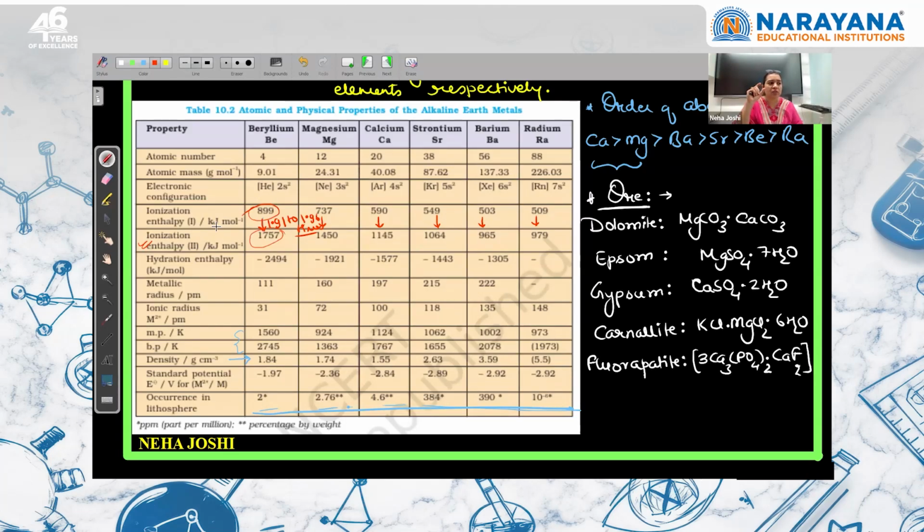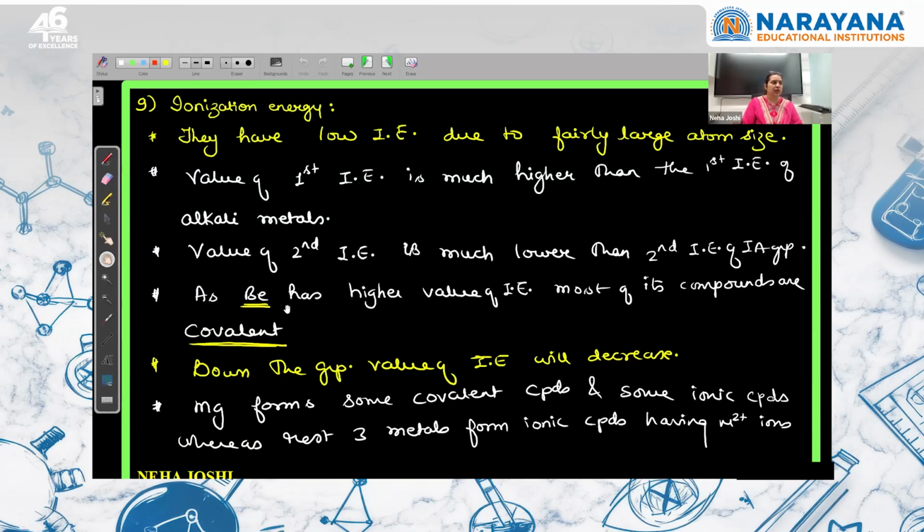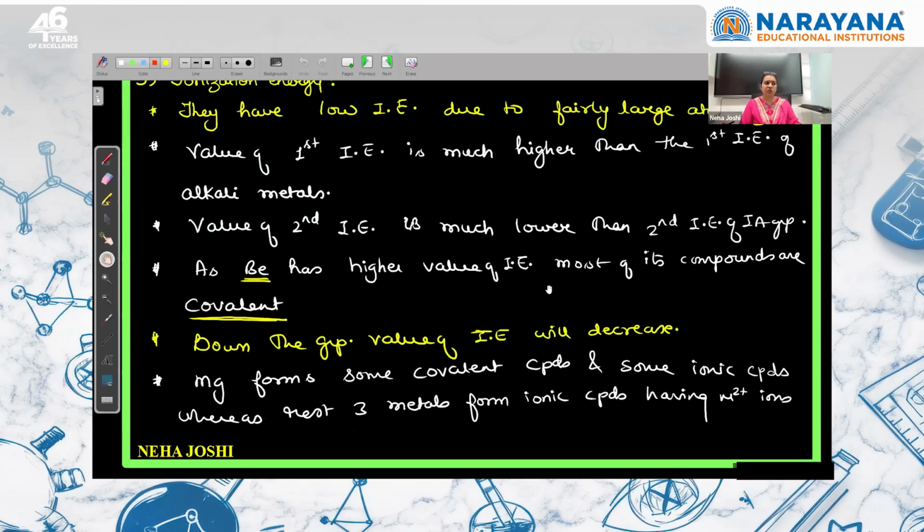So if two consecutive ionization energies are given, please check how many times the second ionization energy is of the first. Using that relation, you can conclude whether the given metal is from the first group or the second group of the periodic table. Beryllium has a higher value of ionization energy and usually forms covalent compounds. It does not form ions because of its very small size.